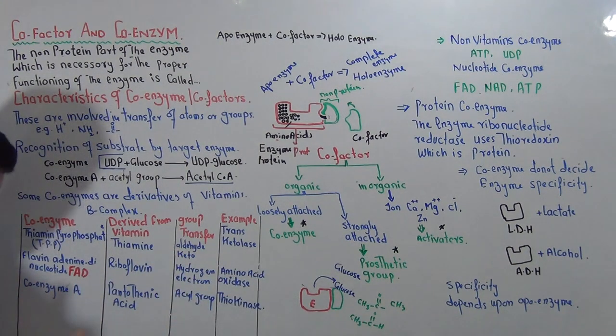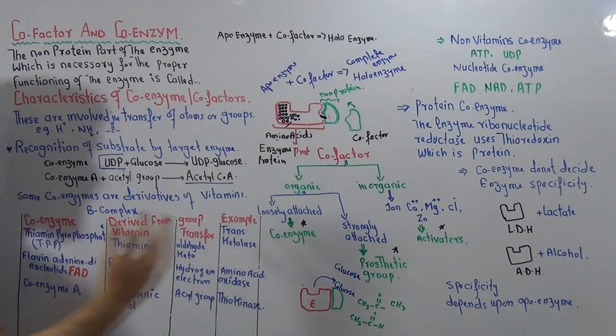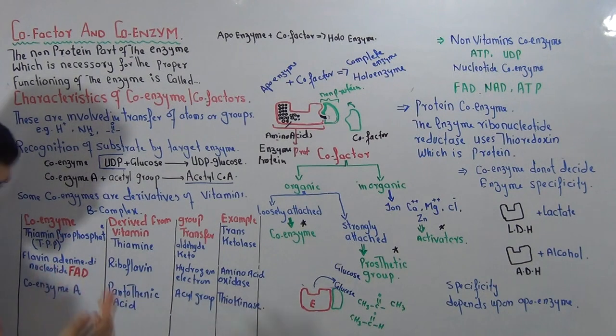Then we have another example, coenzyme A. This is another very well known coenzyme. You might see this coenzyme in a lot of chemical reactions in the metabolism part. From which vitamin? From pantothenic acid. Pantothenic acid is another vitamin B complex vitamin, like riboflavin and thiamine. So from this vitamin, we get coenzyme A.